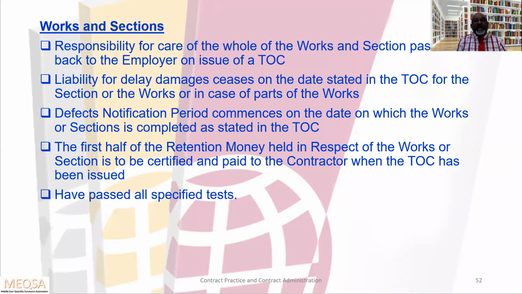The first half of the retention money held in respect of the works or section is to be certified and paid to the contractor when the TOC has been issued, and the works have passed all specified tests.